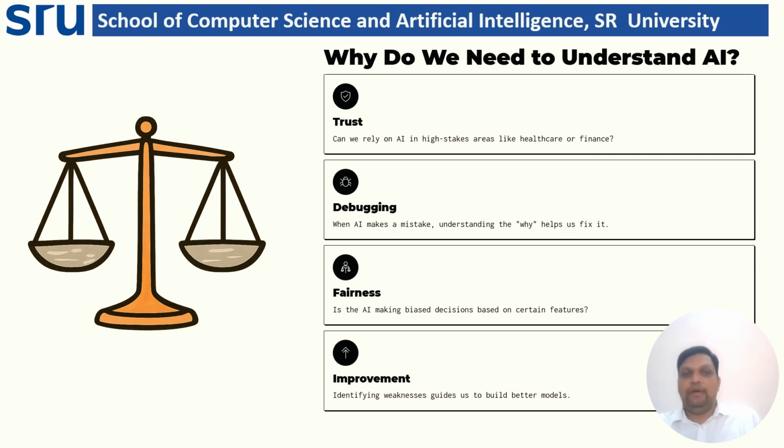Why do we need to understand AI? Trust. Can we rely on AI in critical areas like healthcare or finance? Debugging. If something goes wrong, we need to know why. Fairness. Is the model biased toward certain inputs? Improvement. Understanding leads to better models. So we can say that explainability is not optional, it is essential.